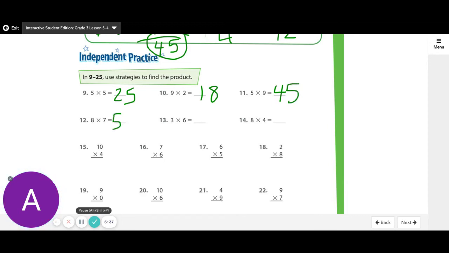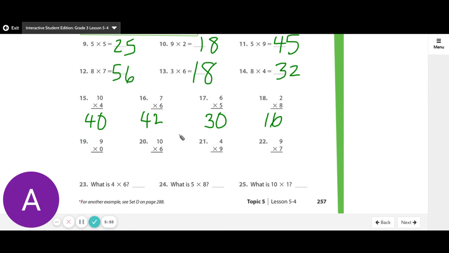8 times 7 is 56. 3 times 6 is 18. 8 times 4 is 32. 10 times 4 is 40. 7 times 6 is 42. 6 times 5 is 30. 2 times 8 is 16. 9 times 0 is 0.